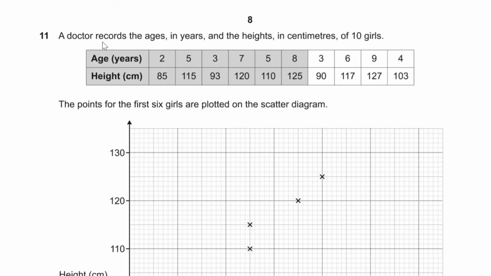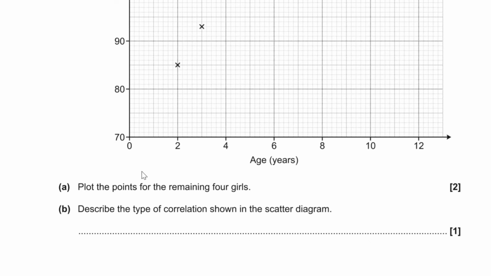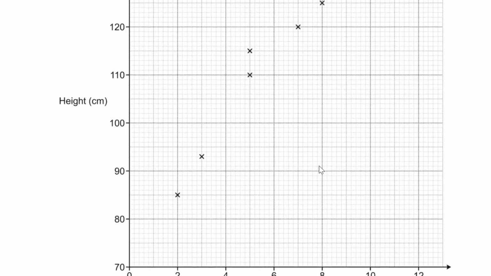Question number 11. A doctor records the ages in years and the heights in centimeters of 10 girls, that's what we see here, and the points for the first 6 girls are plotted on the scatter diagram. For part A, we have to plot the points for the remaining 4 girls.